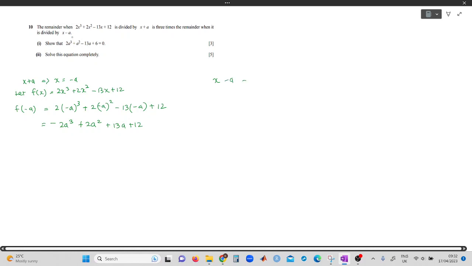Maintenant, what will be when we divide by x minus a, that is x equals to a. Donc ici aussi, f of a will be 2a cube plus 2 times a square minus 13 times a plus 12. Donc quand je simplifie, je vais avoir 2a cube plus 2a square minus 13a plus 12.